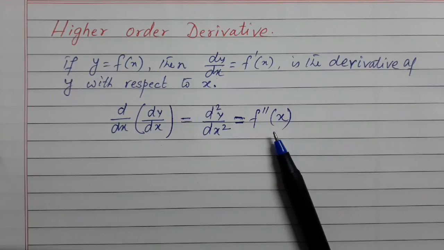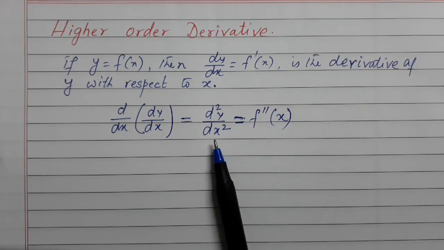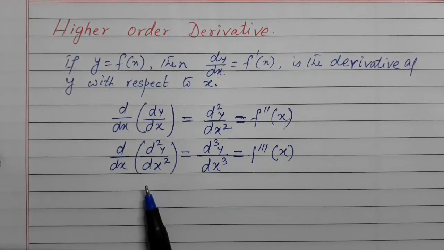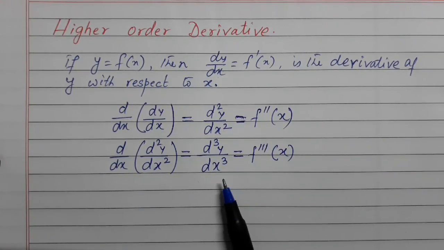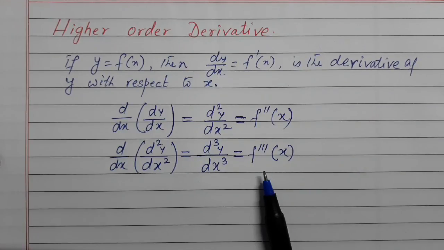Now again, if this function is differentiable, then we can differentiate d²y/dx² again with respect to x. Hence we can write d/dx of d²y/dx² equals d³y/dx³, and the function we get after the differentiation is denoted by f'''(x).